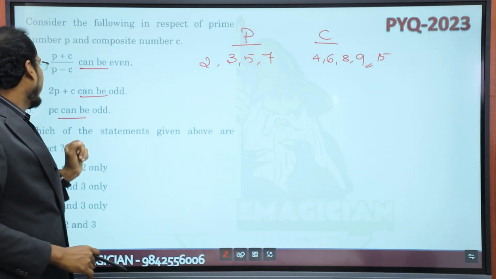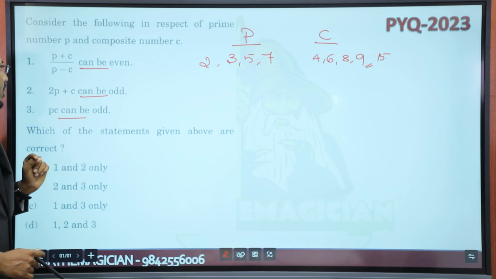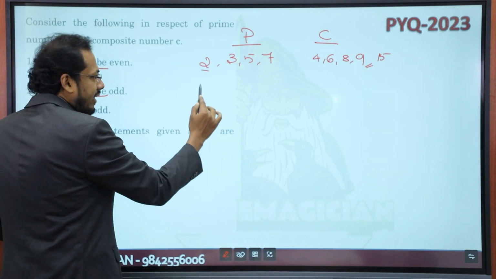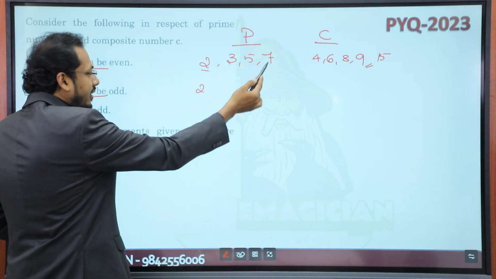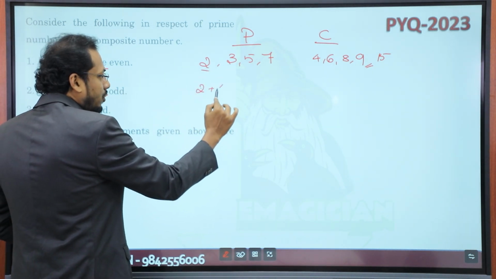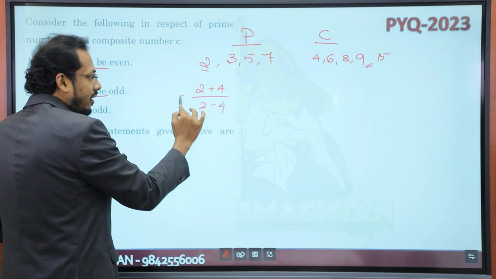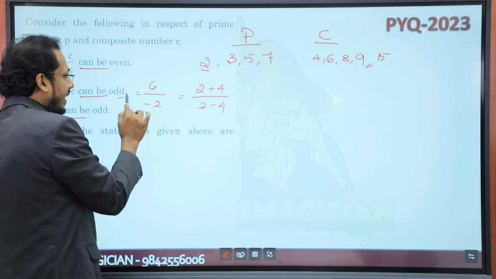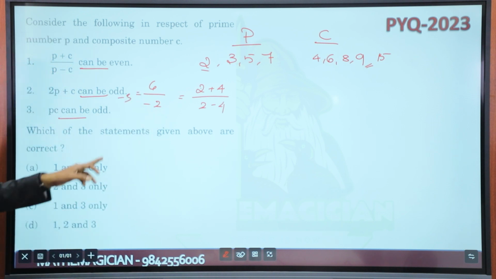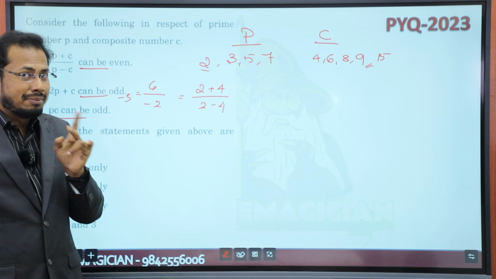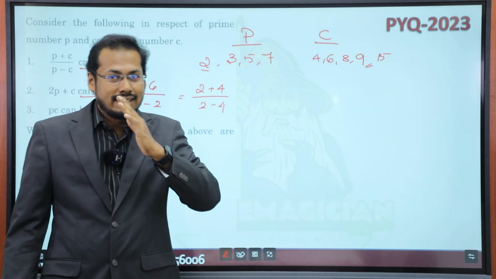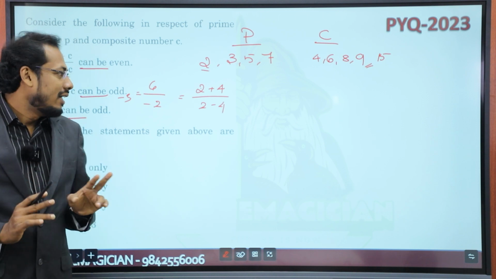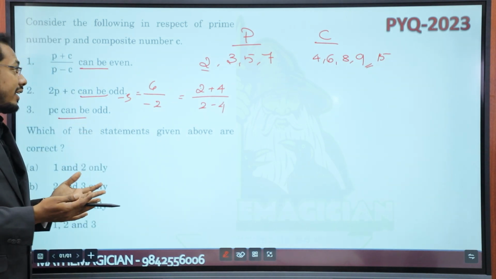Okay, let's start with the first equation. P plus C over P minus C can be an even number. Just take any numbers. I'll take P is 2 and C is 4. So 2 plus 4 over 2 minus 4. Here 6 and here 2 minus 4 is minus 2, I get negative 3. So negative 3 is an odd number. Don't look at the symbols, negative or positive is not important. I want to know whether the number is even or odd.